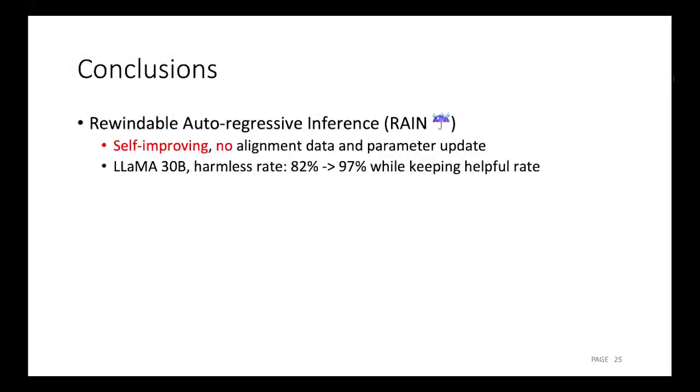Okay, so we have 5 more minutes, so let me do the conclusion. In this talk, we discussed 3 works. The first is the rewindable auto-regressive inference, in short RAIN. We build a method based on the self-improving ability of the large language model, and this is a post-training alignment. So it doesn't require any alignment data or parameter updates, which is pretty cheap. On the LLaMA 30 billion model, we can improve the harmless rate from 82 to 97 without hurting the helpful rate. So this is also good.